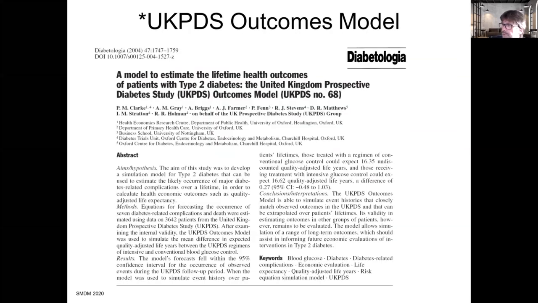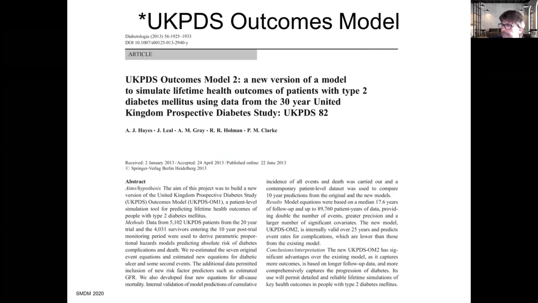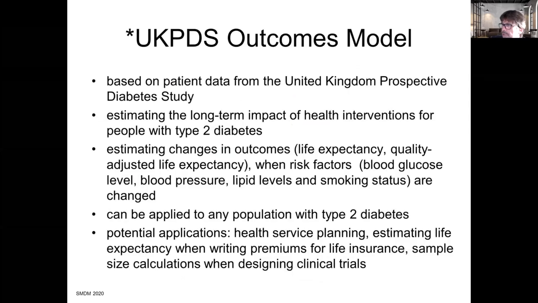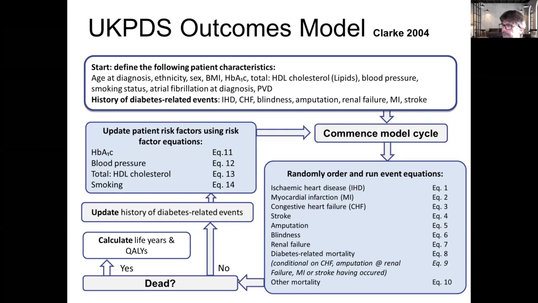I'm going to close with one example, and it's really, for me, was one of the nicest examples to read. It's the UKPDS outcomes model. It's a diabetes model from the United Kingdom. First paper written by Clarke. Second paper written by Hayes and co-authors. And this is the model, how it works.